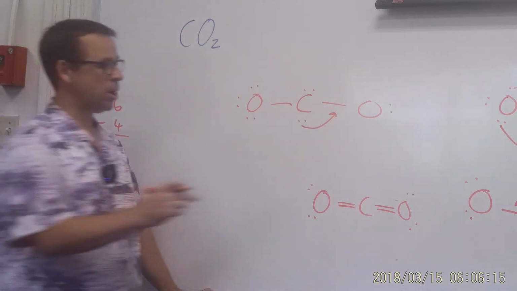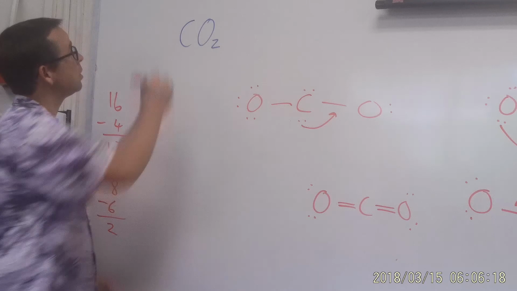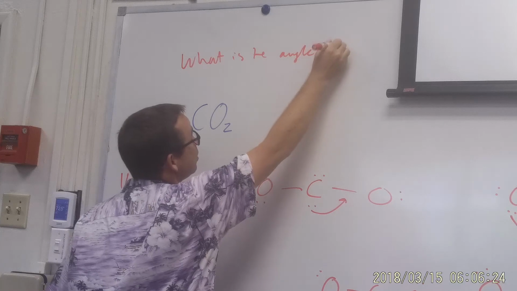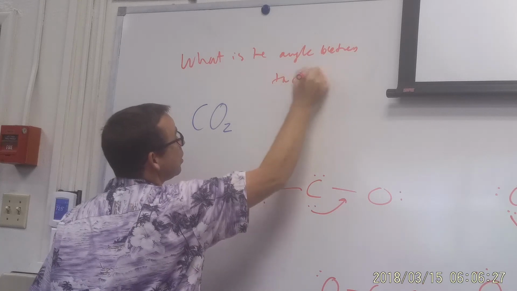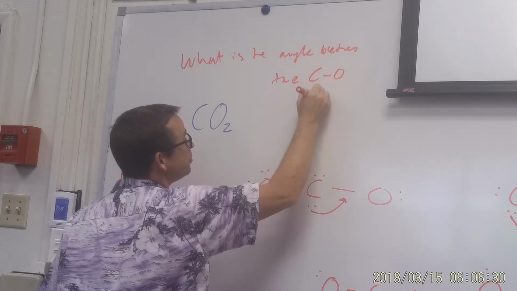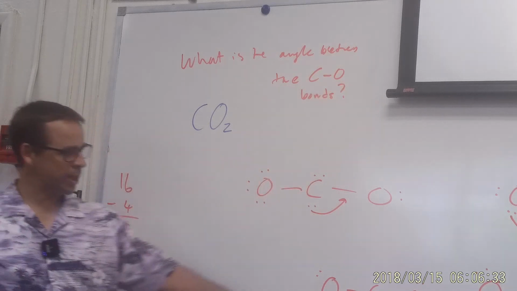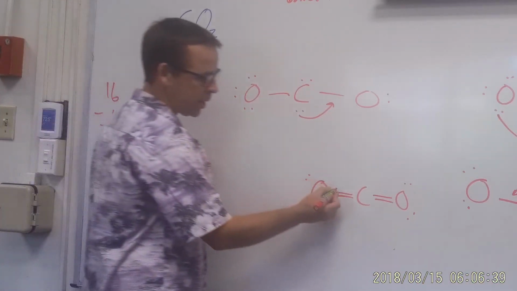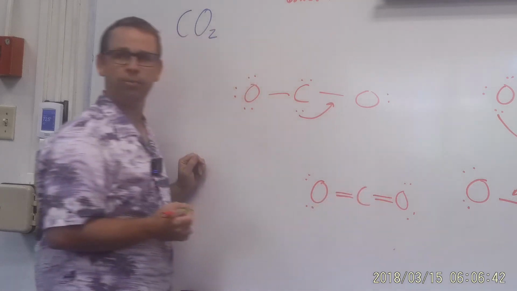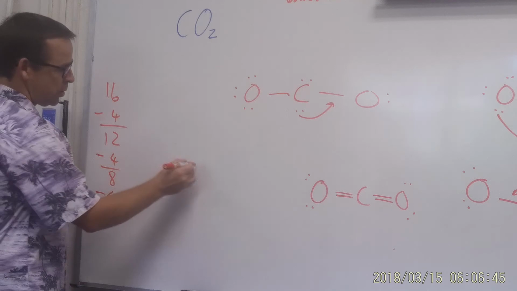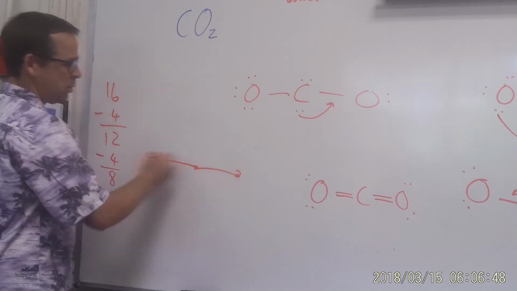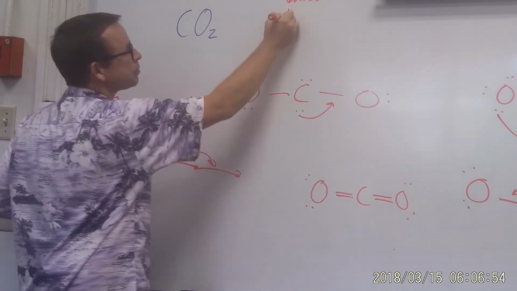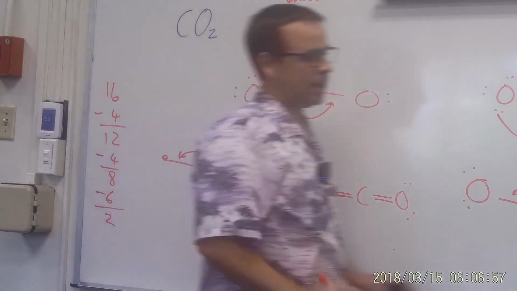How many regions of electron density are around? Because the question that we were talking about is what is the angle between the carbon-oxygen bonds? How many regions of electron density are around that central atom? Just 2. This double bond counts as 1, and this double bond counts as 1. Okay? If I have a central atom with 2 regions of electron density around it, what is the angle going to be there? That's 180 degrees. Got it?